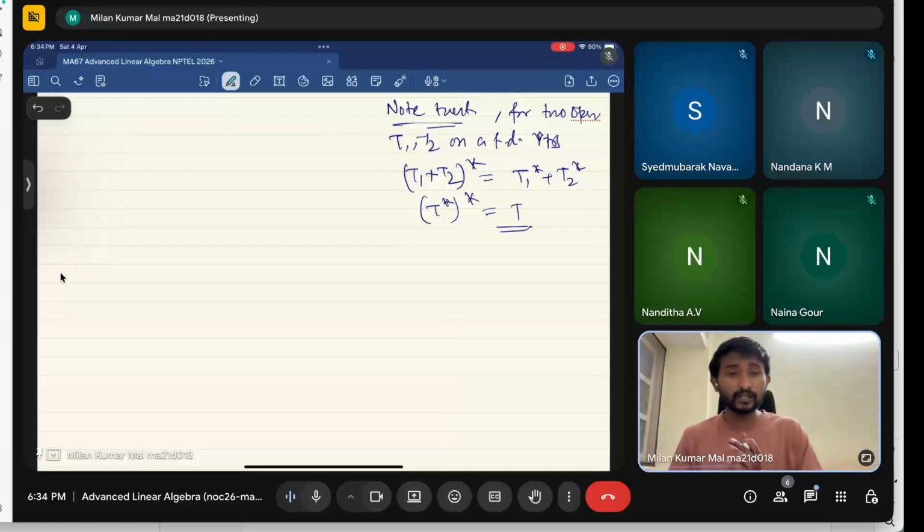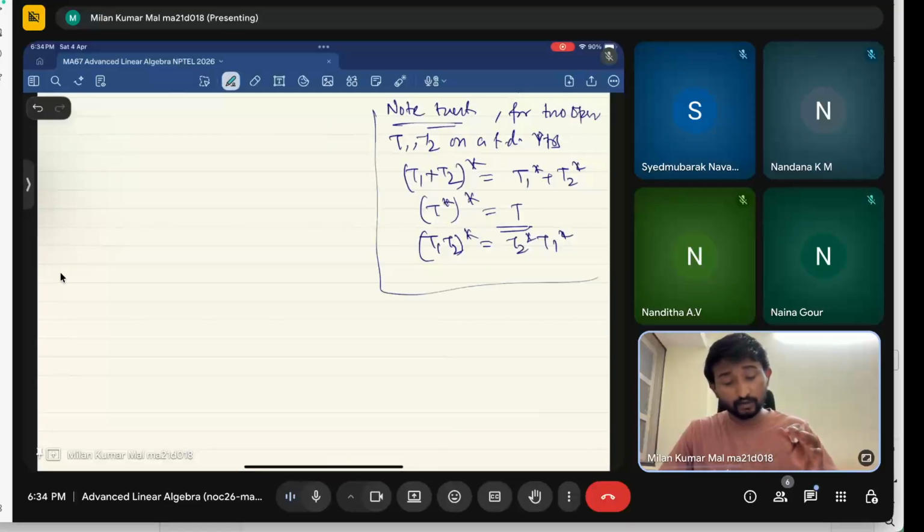This is basically representing something like conjugation of a complex number. If you take a complex number, take the conjugate of that, and you take the conjugate once again, you'll get back your original number. And another property is that (T1 T2)* is actually T2* T1*. These are some properties which I forgot to mention when I was considering the adjoint.